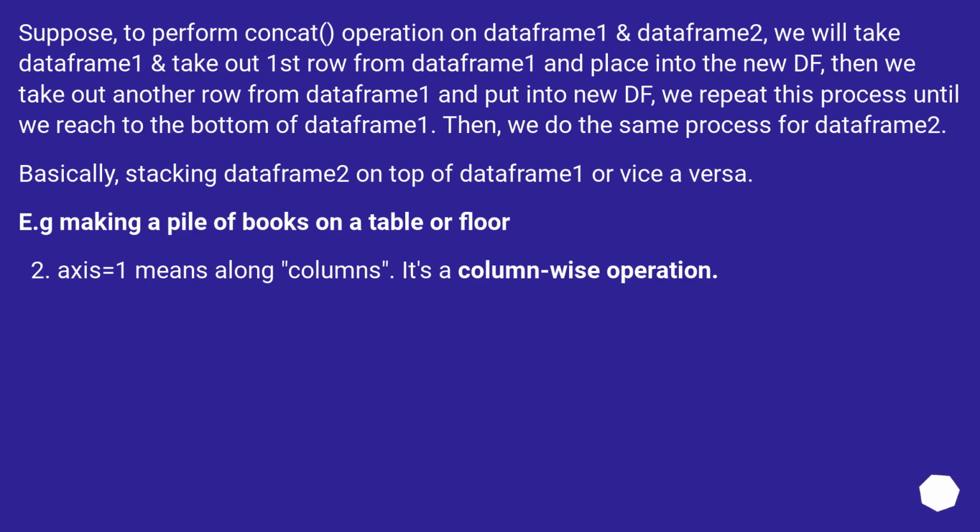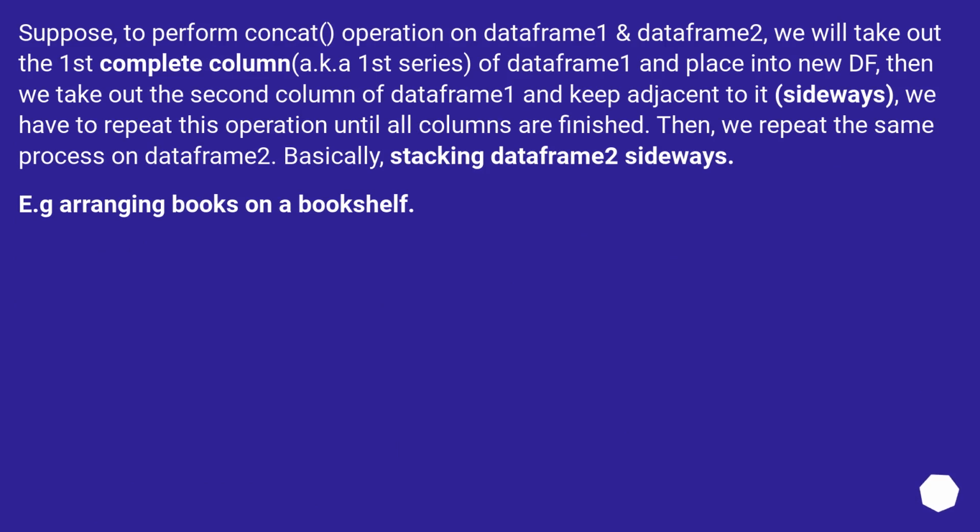Axis equals 1 means along columns. It's a column-wise operation. Suppose we perform a concat operation on dataframe 1 and dataframe 2. We will take out the first complete column, aka the first series of dataframe 1, and place it into the new df. Then we take out the second column of dataframe 1 and keep it adjacent to it, sideways. We have to repeat this operation until all columns are finished. Then we repeat the same process on dataframe 2. Basically, stacking dataframe 2 sideways, e.g. arranging books on a bookshelf.